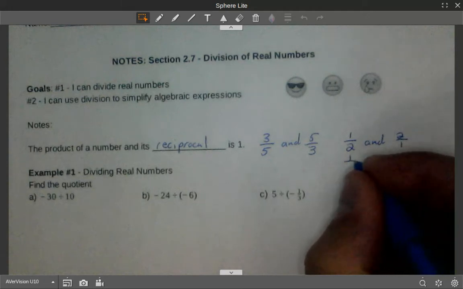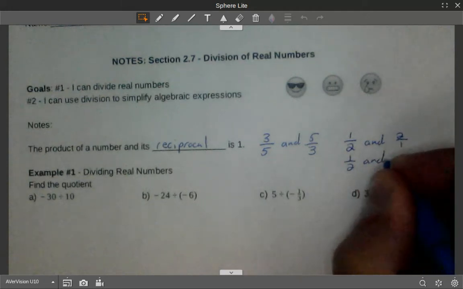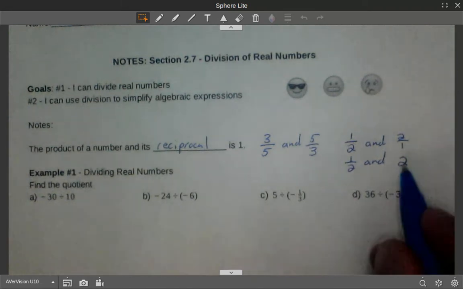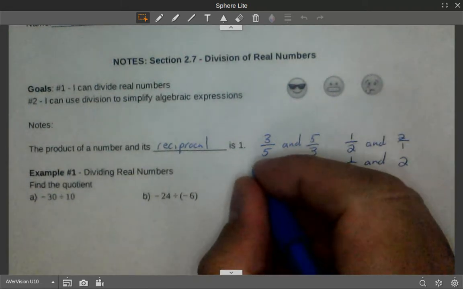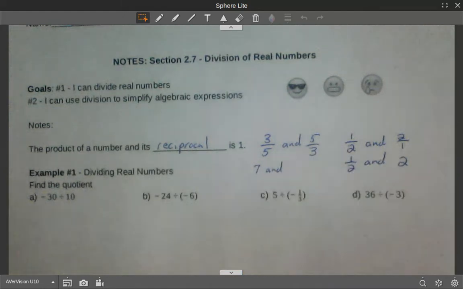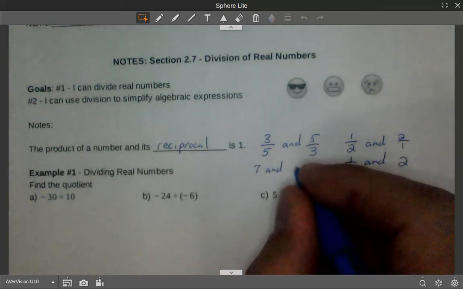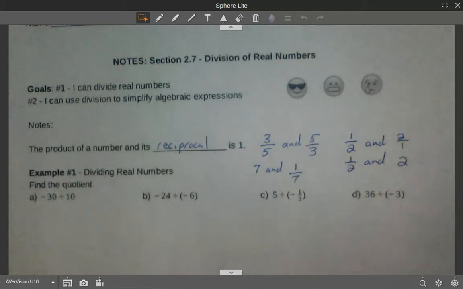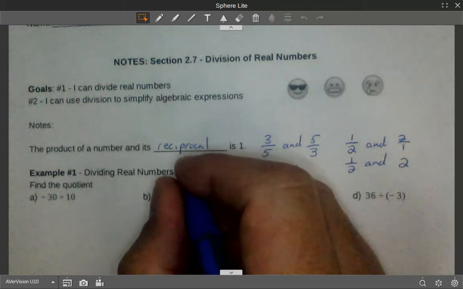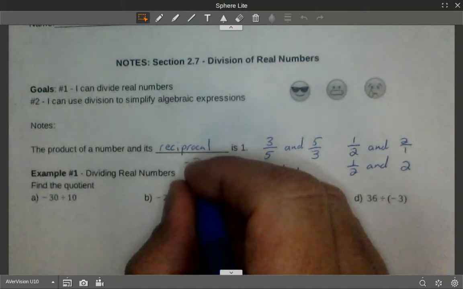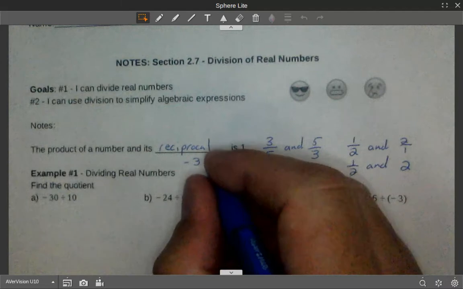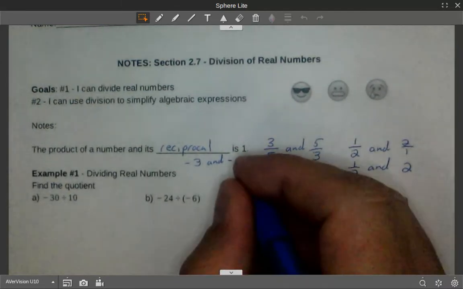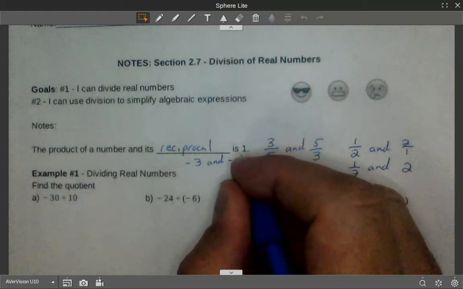Or we don't have to write it as 2/1. It can just be 2. A lot of people get that confused. If I have 7 and I want to find the reciprocal of 7, then that's going to be 1/7 because this is the same thing as saying 7/1. If I have -3, the reciprocal of -3 is still going to be a negative because negative times a negative is a positive, and this will be -1/3.